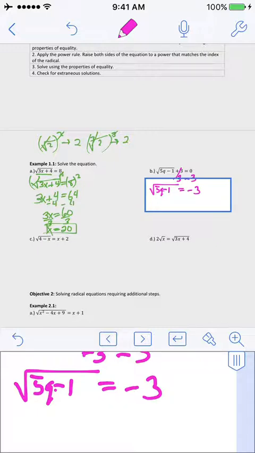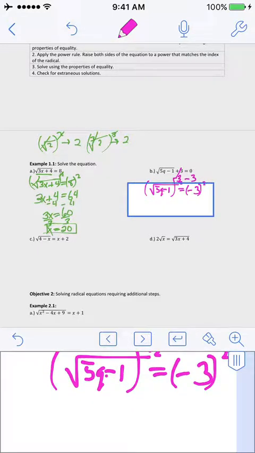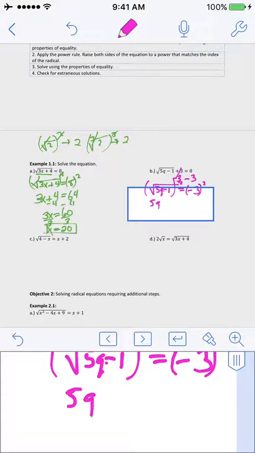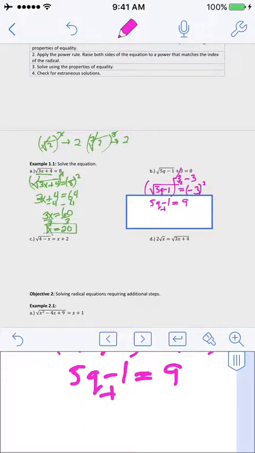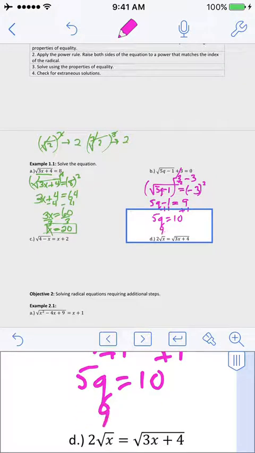Okay, so let's take the square of both sides now. Square it, right? You end up getting 5q minus 1 is equal to 9. Add 1 to both sides. You get 5q is equal to 10, or q is equal to 2.